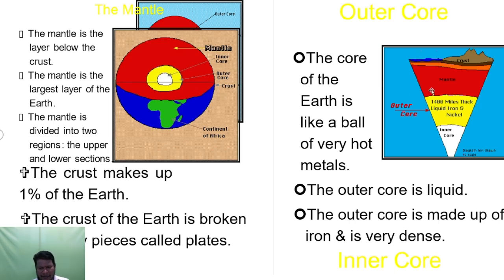Next, the outer core. See the diagram for the outer core. It is 1400 miles thick, liquid iron and nickel. These are all occupied in the outer core. The outer core of the earth is like a ball of very hot metal. This is like a ball shape. These are very hot metals, liquid iron and nickel. The outer core is liquid. The outer core is made up of iron. It is very dense.